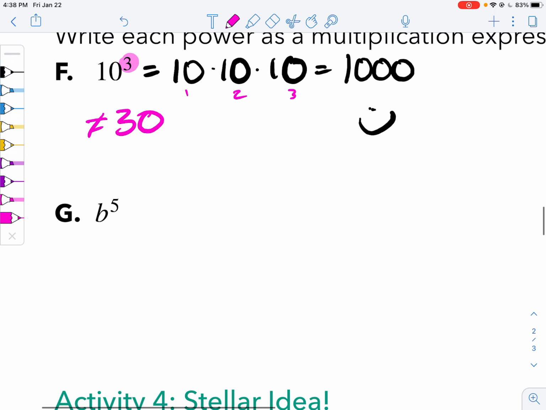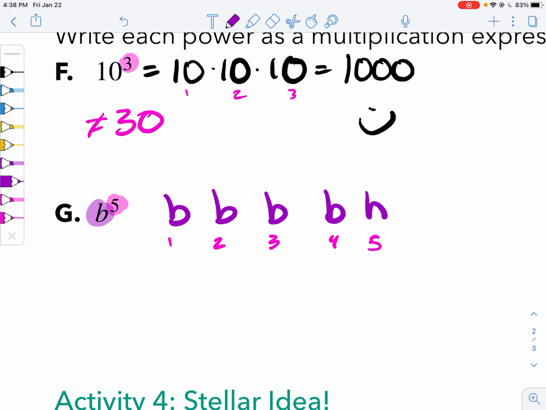Now let's look at b to the 5th. This means we're going to take b and we're going to multiply him. I'm going to write him out first. 1, 2, 3, 4, 5. Okay, so we have 1, 2, 3, 4, 5, but they're all multiplied together. B times B times B times B times B. Well, you get it. Cool? Cool. This is not 5 times B. No, that's not it. That makes me sad.